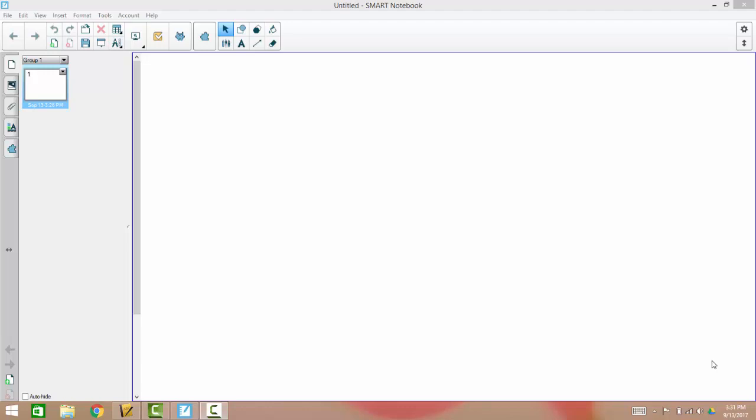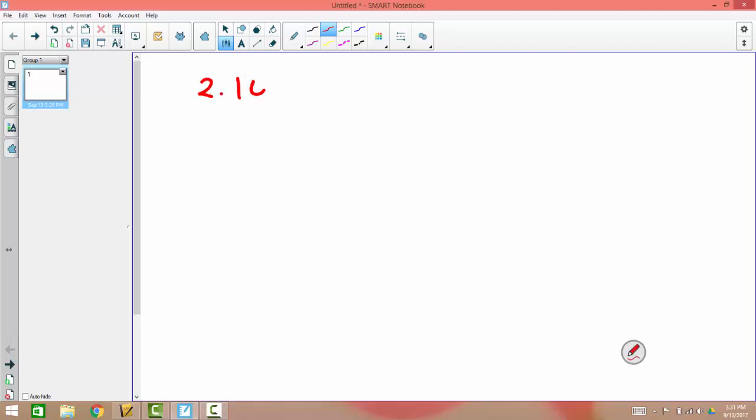Algebra people, we are going to finish up chapter 2 today. So we're going to do 2.10 and 2.11, which is the extension. So in 2.10, this is all about percent increase and decrease.